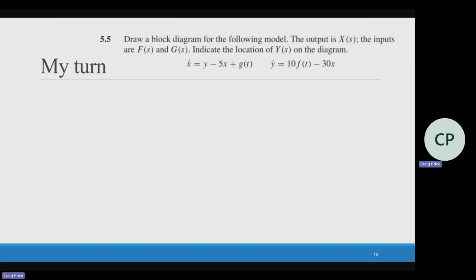So we've got our 2 equations. X is the output, F and G are inputs. One thing I can do just to start is, I know I have 2 inputs. Typically, we read from left to right, so I'm going to say this is my input F, function of S. This is my input G as a function of S. And this is my output. So using the equations up there, I'm trying to fill in the rest of this. Pictorially, how are these connected? Where is Y located?